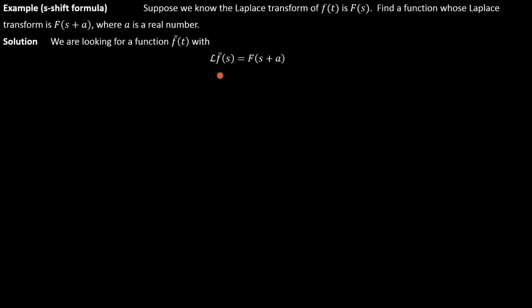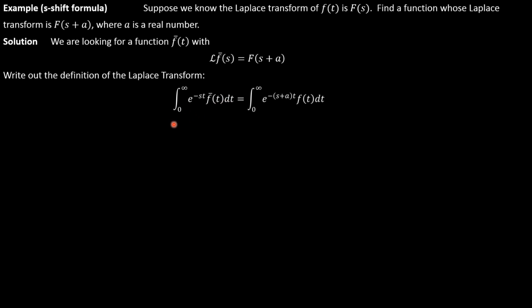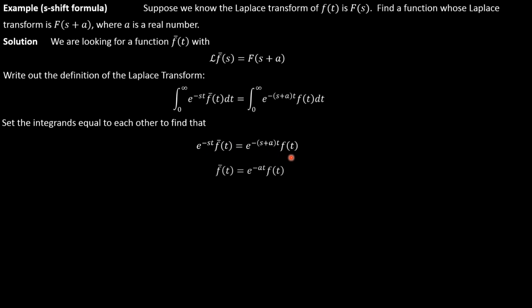Well, let's go ahead and write out the definitions of both sides. And if we do that, we have this integral has to equal this integral. And not only that, but they have to be equal for any value of s. It follows then that the integrands have to be equal to each other for all s. And if we divide both sides by e to the minus st, you end up with this. And that's actually, we're done. This is the function, e to the minus at f of t, whose Laplace transform happens to be capital F of s plus a, as these computations have shown.